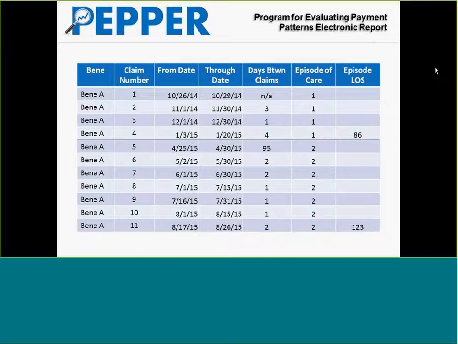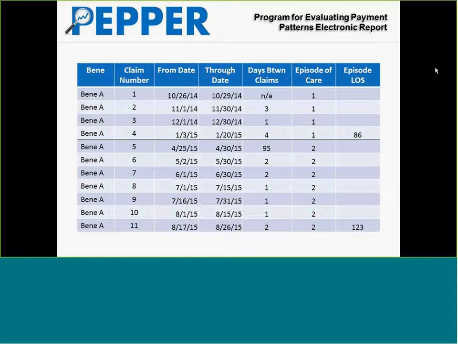Let me give you an example of how we use these claims to identify episodes of care for beneficiaries. In this example, you can see in the first column that these are all for the same beneficiary, beneficiary A, and we have numbered the claims submitted by the PHP in the second column. So you can see that this PHP submitted 11 claims for this beneficiary over a span of about 10 months.